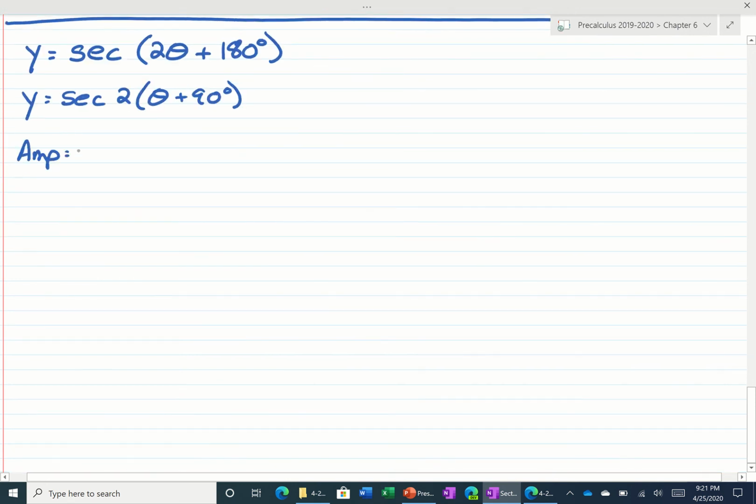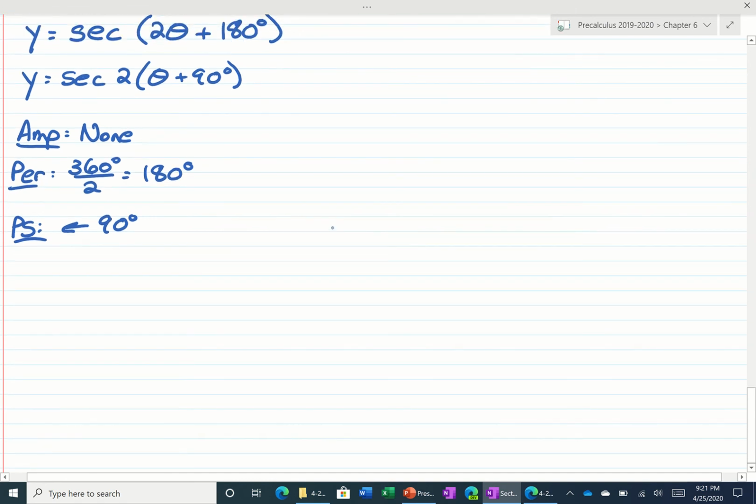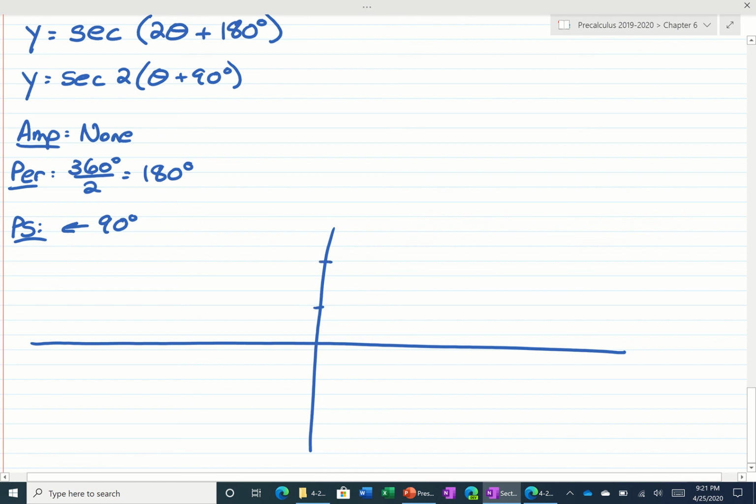There's no amplitude because secant is not a wave. The period, how often this is going to repeat, is going to be the normal period of secant, which is 360, divided by 2. It's going to repeat every 180 degrees. And the phase shift is going to be to the left 90 degrees. So we'll set it up, and I'll show you how to graph something like this. I remember secant looks like parabolas.